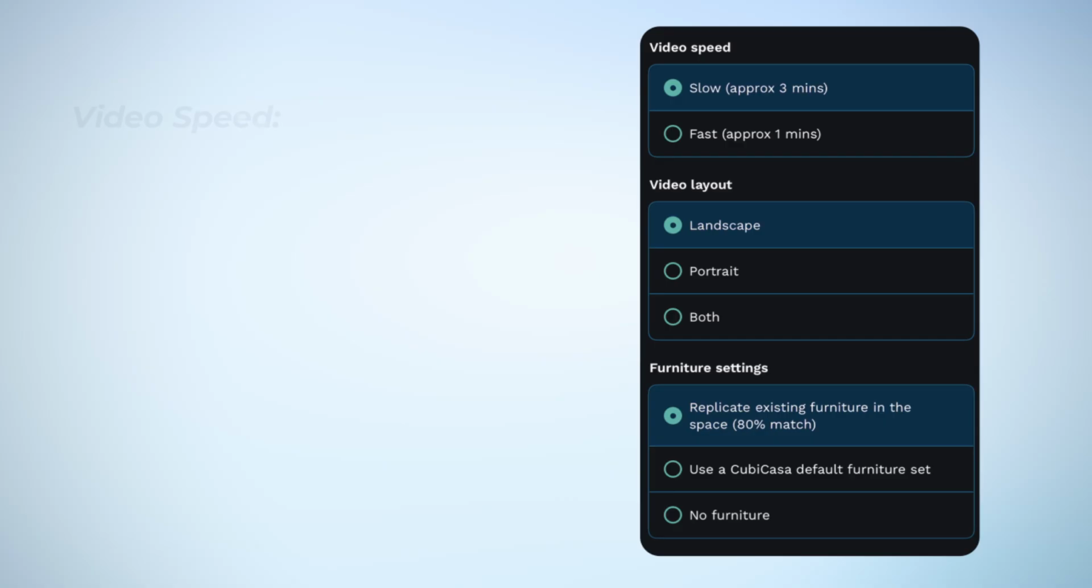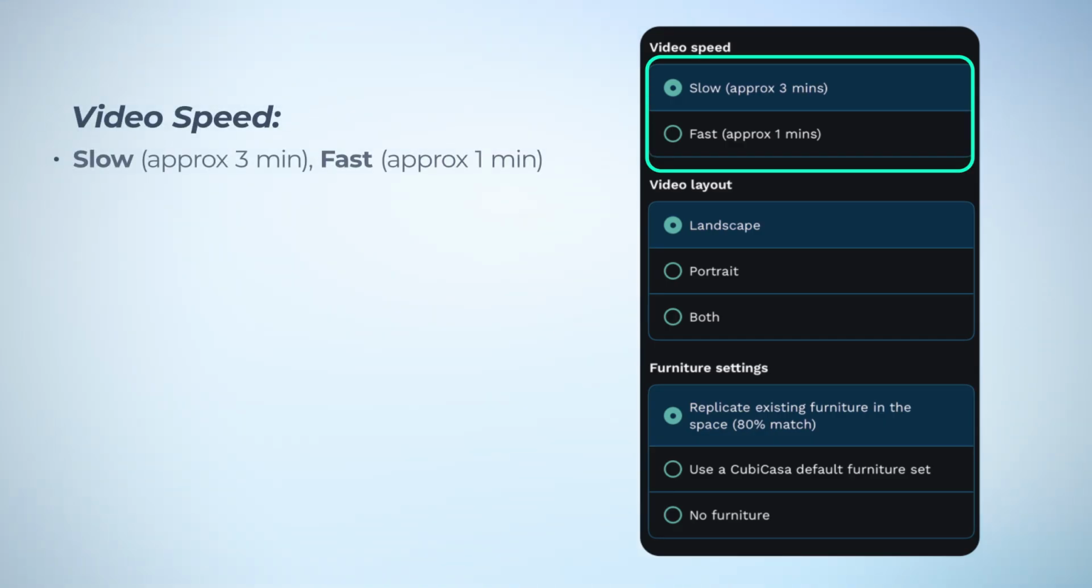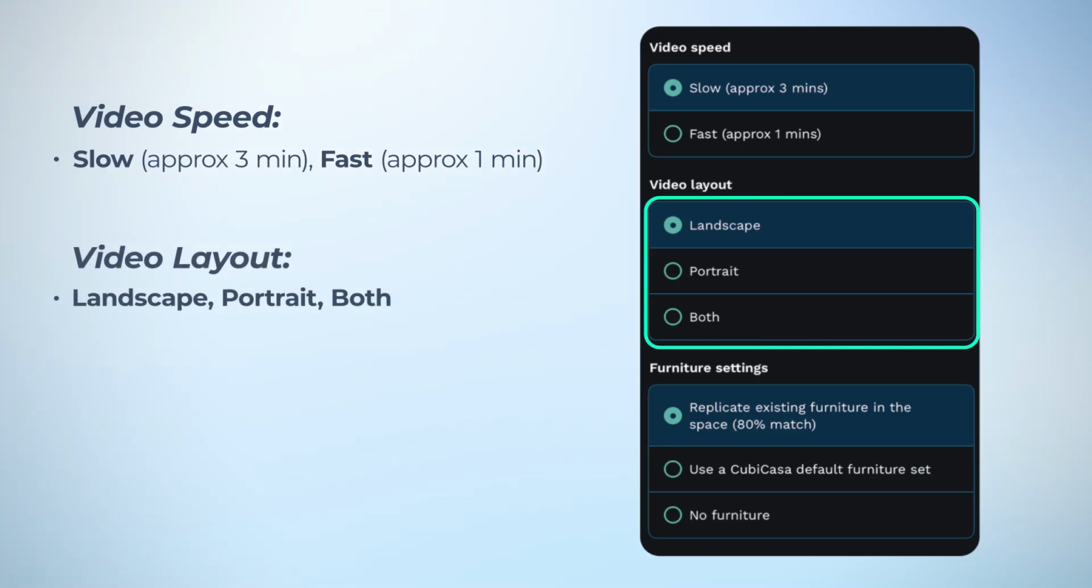Now you can select the speed for your video. Slow, approximately 3 minutes, or fast, approximately 1 minute. You can also select the layout for your render: landscape, portrait, or both.